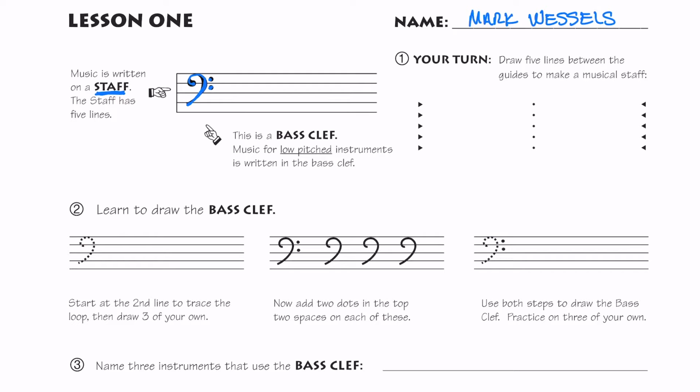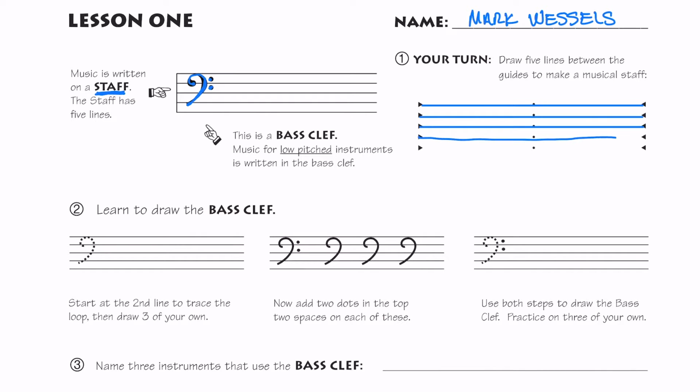So number 1, we are drawing the 5 lines between the guides to make a musical staff. Now I have this wonderful iPad so I can make all of my lines nice and perfect. On your own, try to make those as clean as you can. So 5 lines makes up the musical staff.